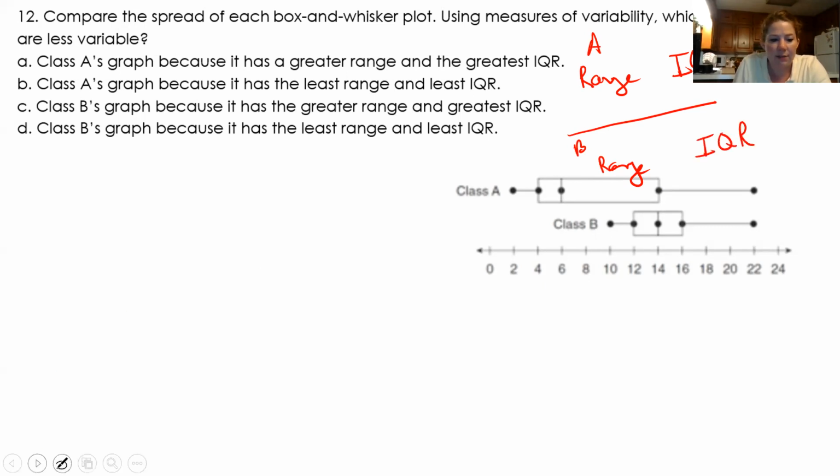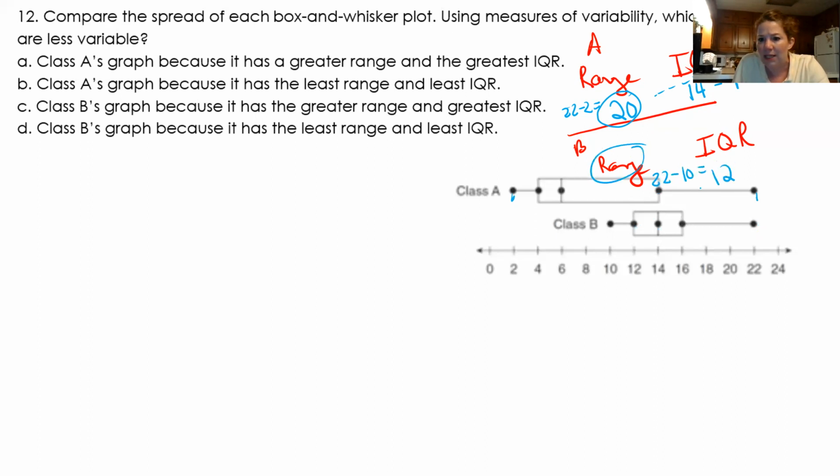All right, so let me change colors here. The range for A would be 22 minus 2, which is 20. And we already know the interquartile range for class A is 14 minus 4, which is 10. And then for B, we have 22 minus 10, so 22 minus 10 is 12.